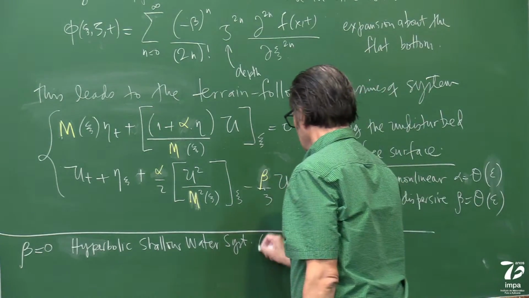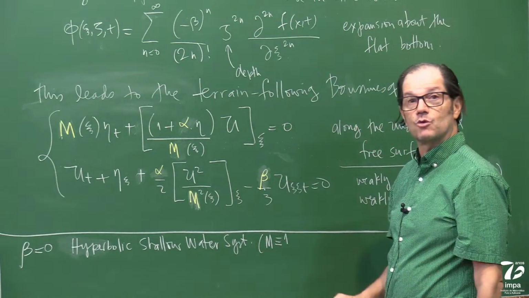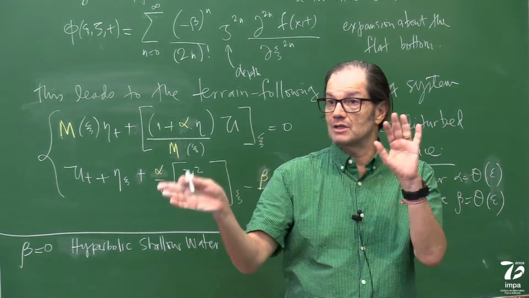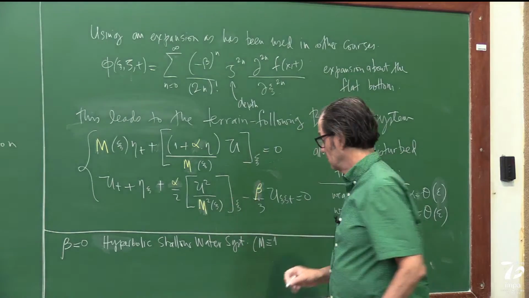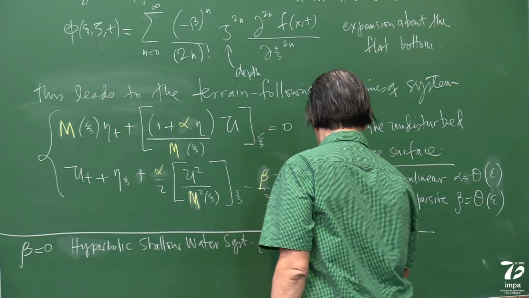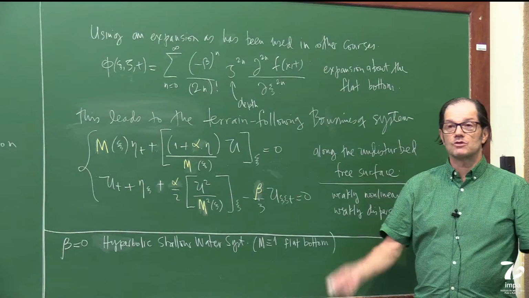Okay, if m is identically equal to 1, which means the Jacobian is 1, which means there was basically no change of variables, right? M, so this means flat bottom, we get the equation we had before, like we saw before.